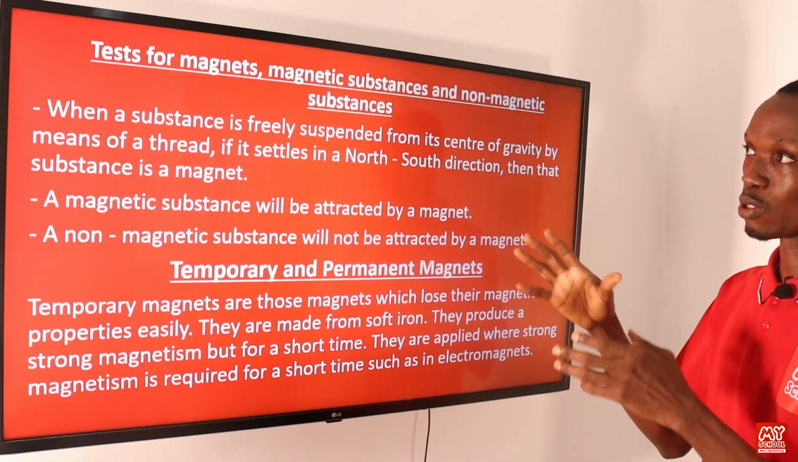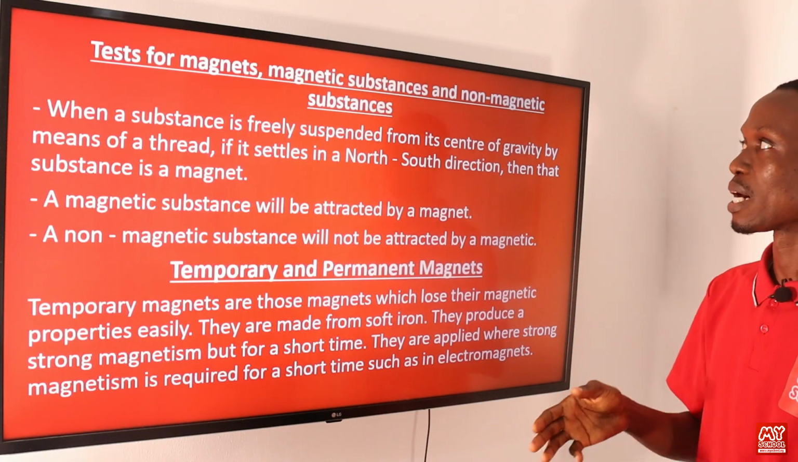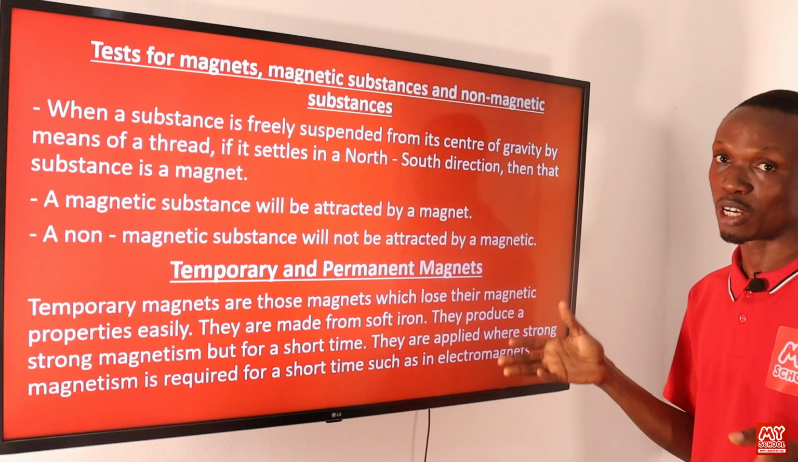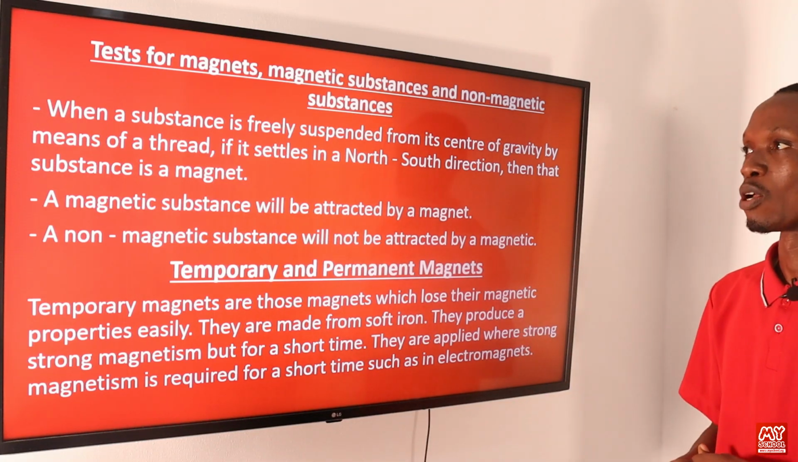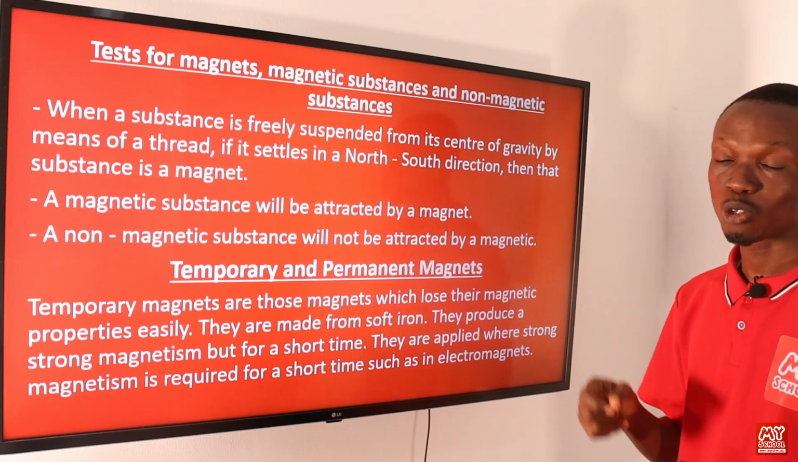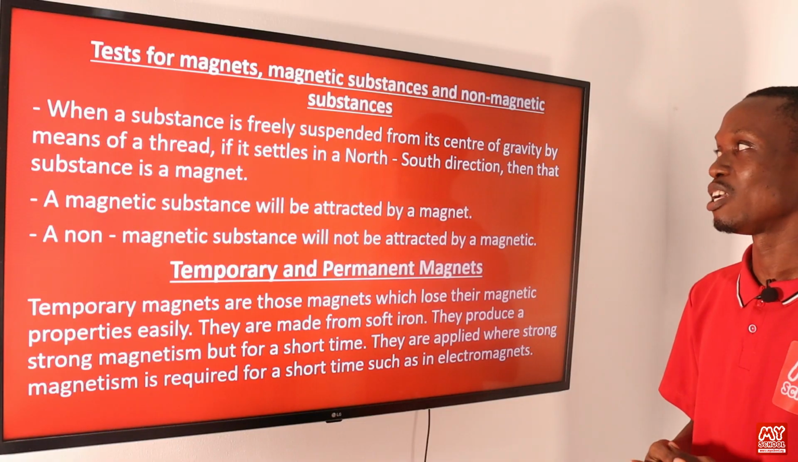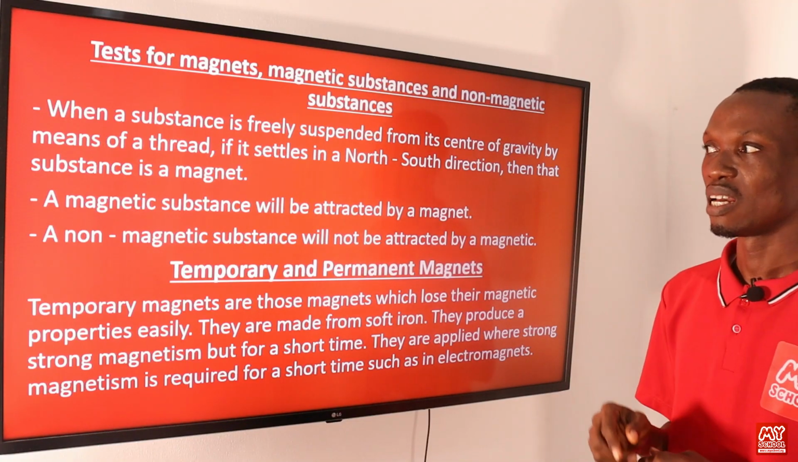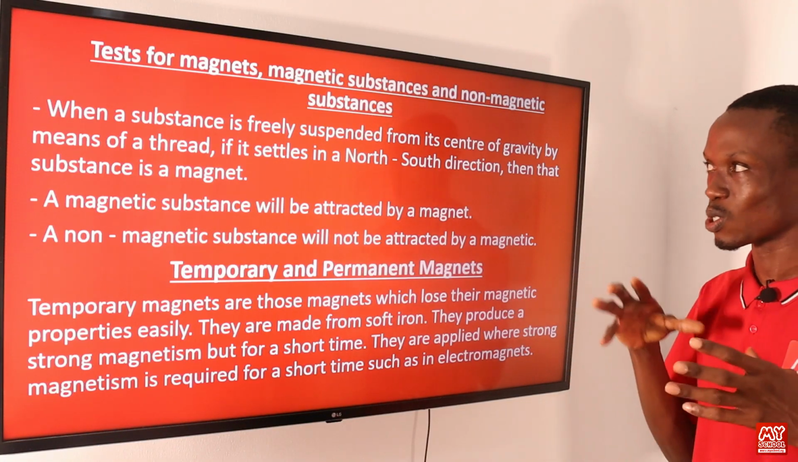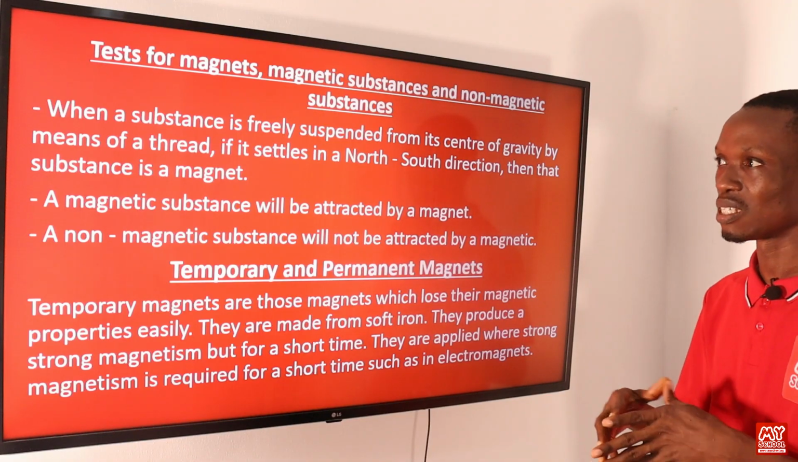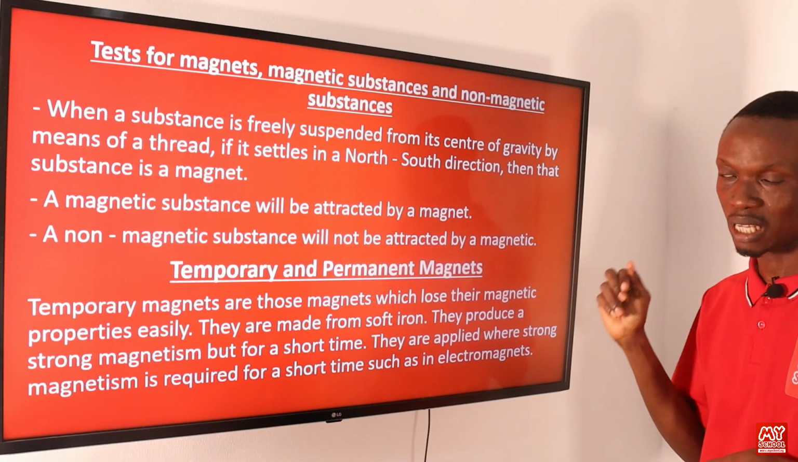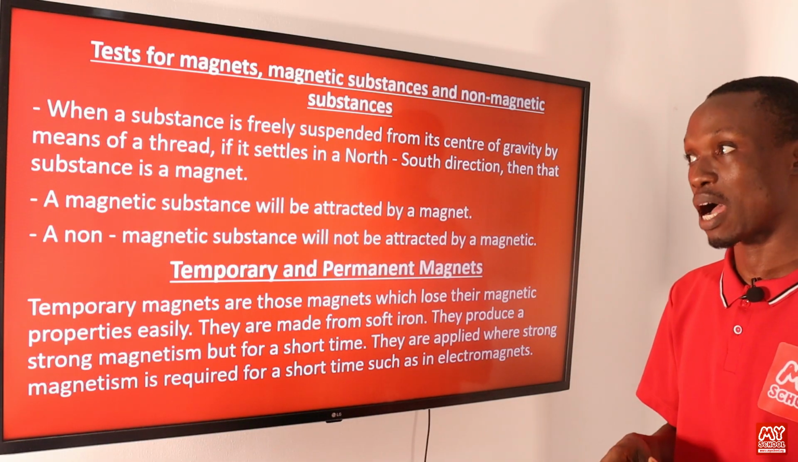On the next slide, we are going to be discussing tests for magnets, magnetic substances, and non-magnetic substances. Just a way to show if a substance is a magnet or not. When a substance is freely suspended from its center of gravity by means of a thread, if it settles in a north-south direction, then that substance is a magnet. This is very important. So when a substance is freely suspended from its center of gravity by means of a thread and settles in a north-south direction, then just know that that substance is a magnet.